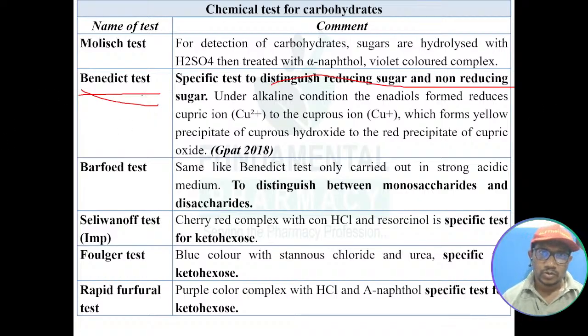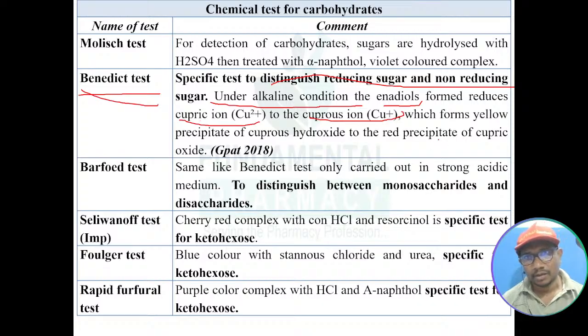So sugars under alkaline condition form enediols. Enediols are reactive. They reduce the cupric ion Cu2+ to the cuprous ion Cu+. Cupric ion has a different color, cuprous ion has a different color, which forms a yellow precipitate of cuprous hydroxide and then a red precipitate of cuprous oxide. So if you get a red precipitate, that means there is a reducing sugar.